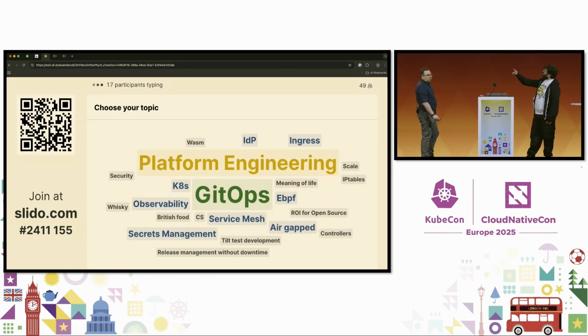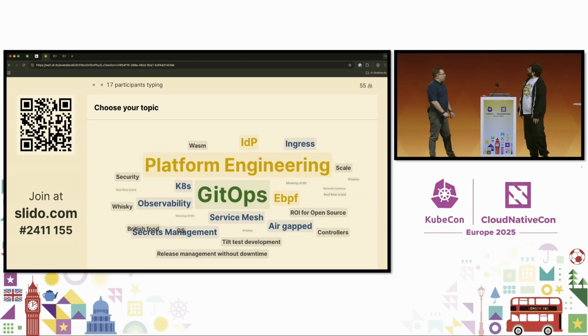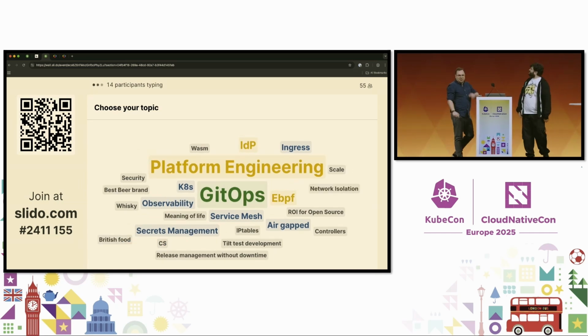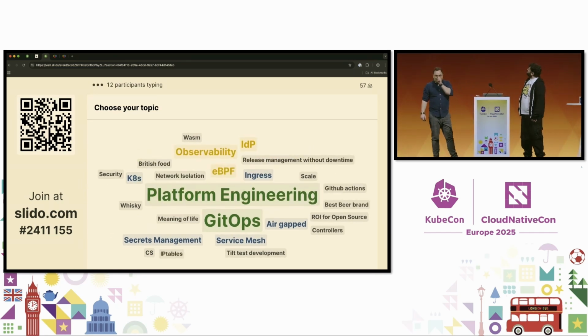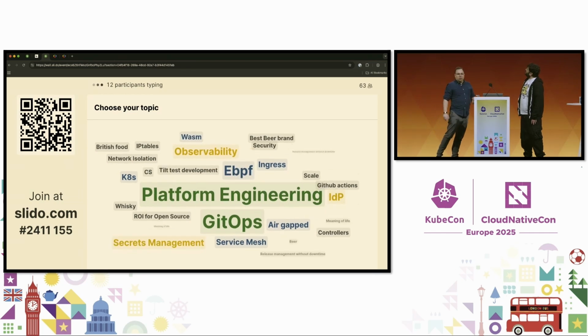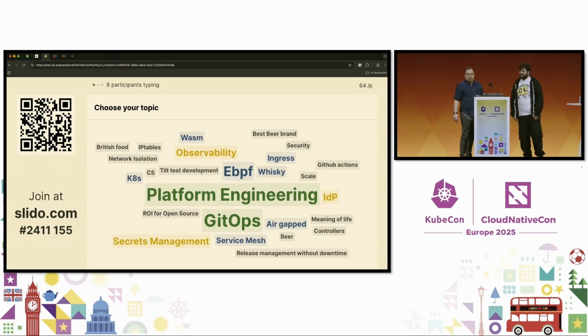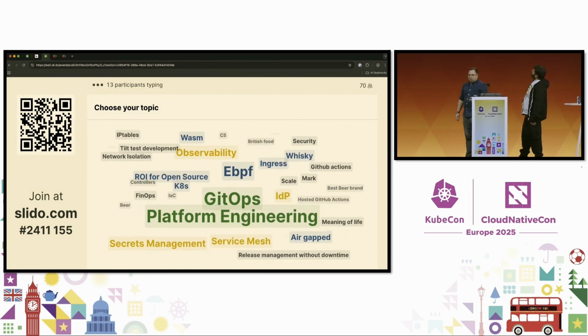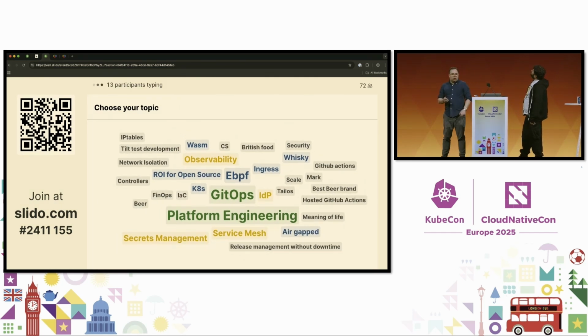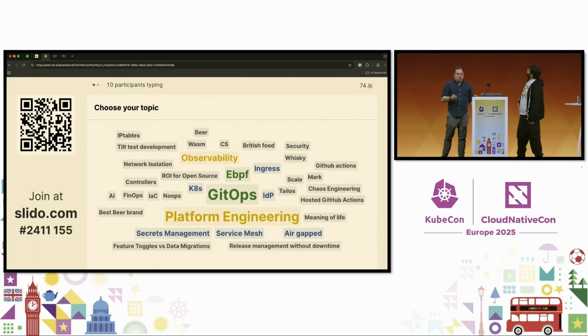British food. That's British food. That's a nice topic. We can talk about British food if that's what people want to brand. Yes, I like that. Network isolation, okay. All right, choose a topic. I would say, go on. Air-gapped.